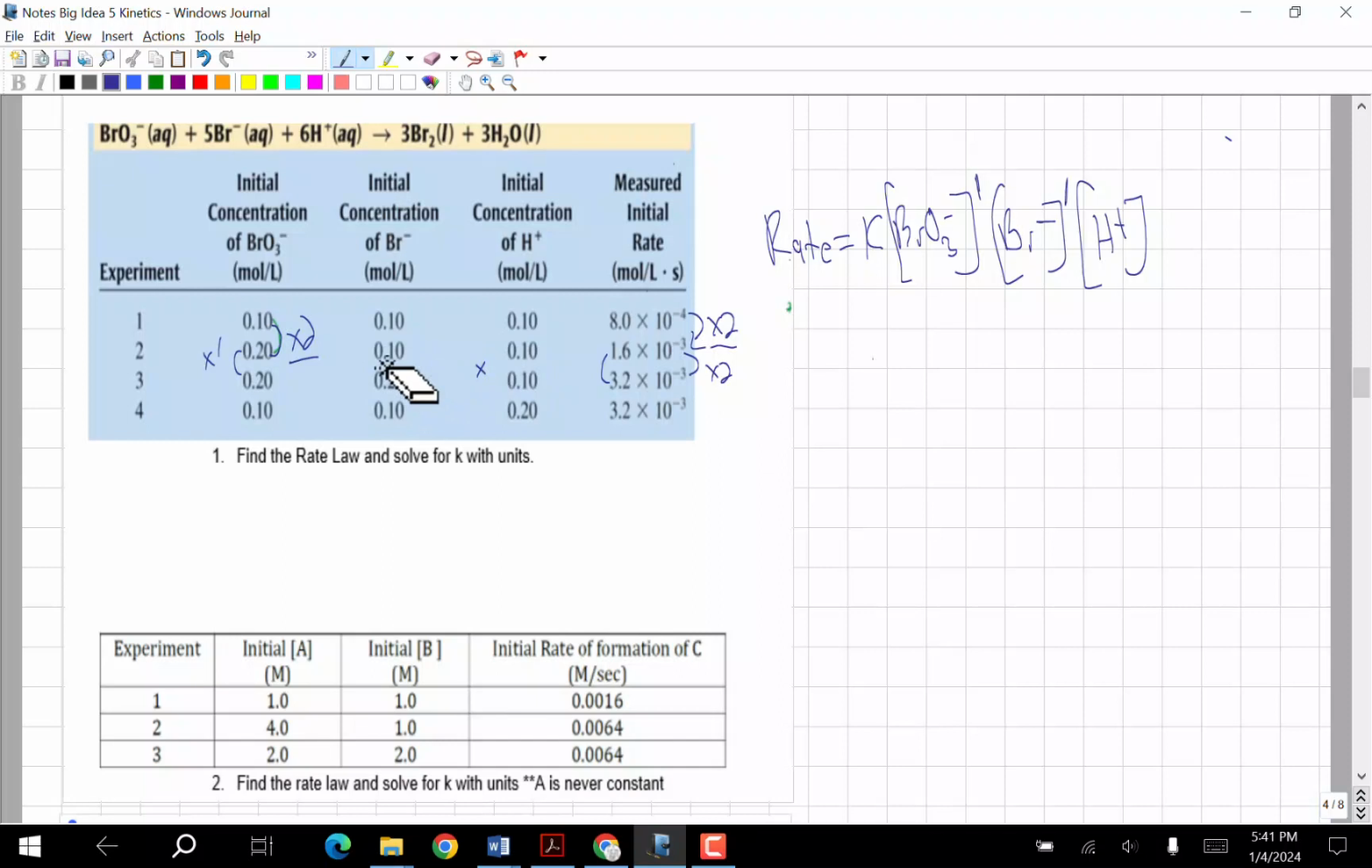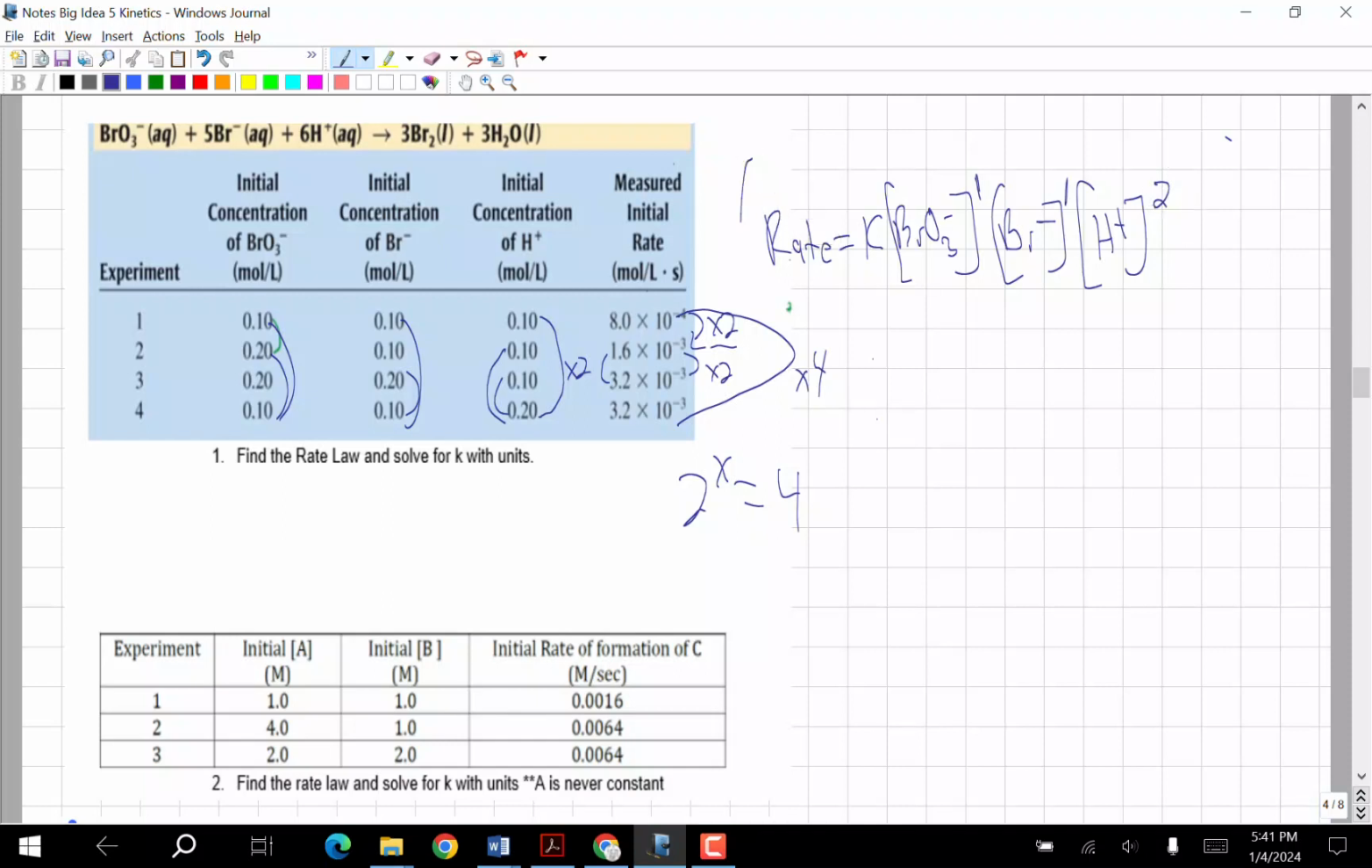Clear this out so I can have it a little cleaner. If I use this one, this doubles, but these all double, so that's no good. This one doubles, but this one still doubles. But if I go from here to here to here, the only one that doubles is H positive. So when H positive doubles, notice that this one is times 4. 2 to what power equals 4? Well, that's squared.